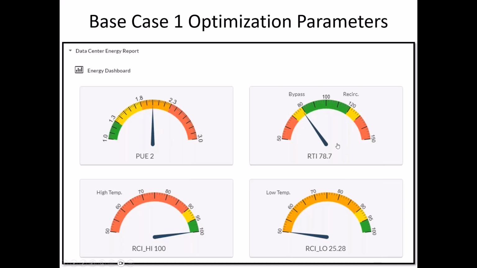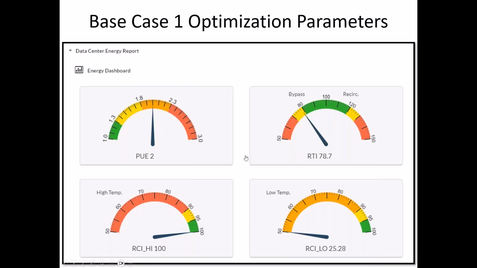But what's this telling us over here, Magnus? RTI 78.7. Yeah, we have too much air into that facility. Yeah, that's exactly right. So we put it right in here. We have bypass air. On this side, it's bypass airflow. On this side, it's recirculation. Just way too much air. 20, 30% more air than we need. RCI high, well, it's 100%. We don't have any problems with temperature because we've got so much air. And RCI low, oh my God, 25. So we're way off.